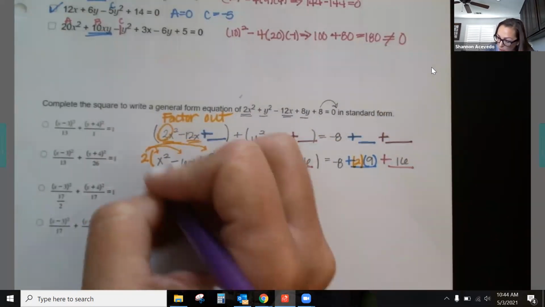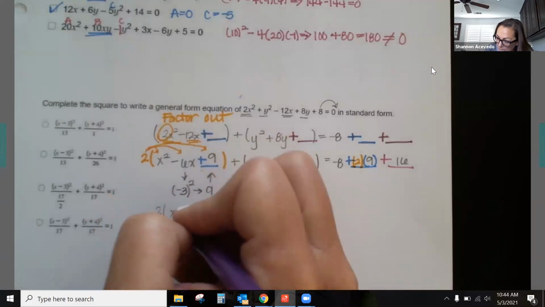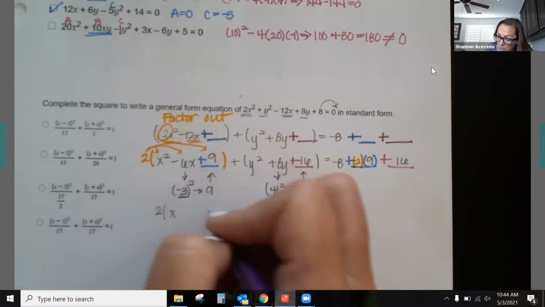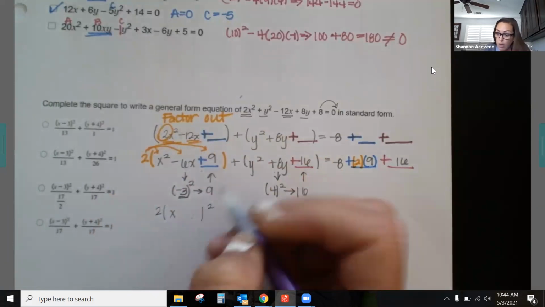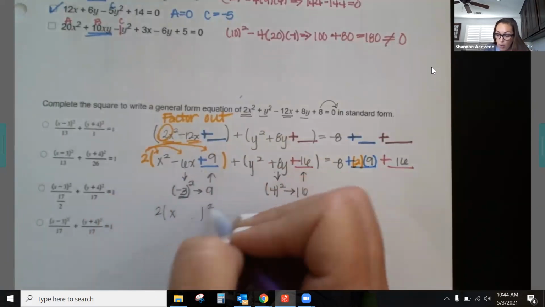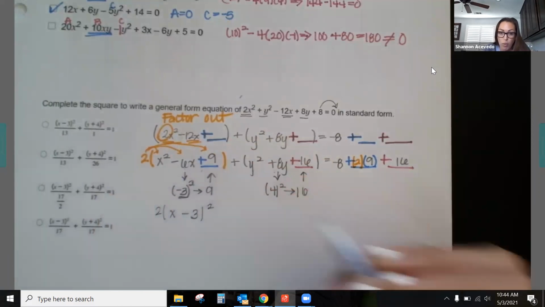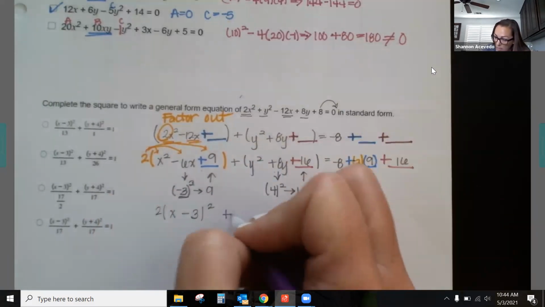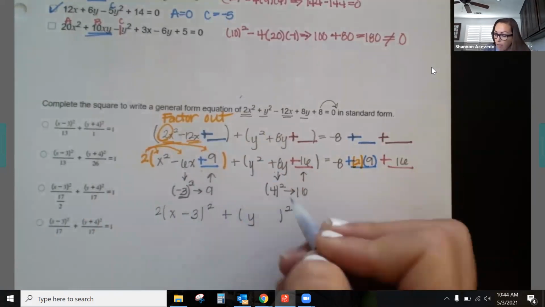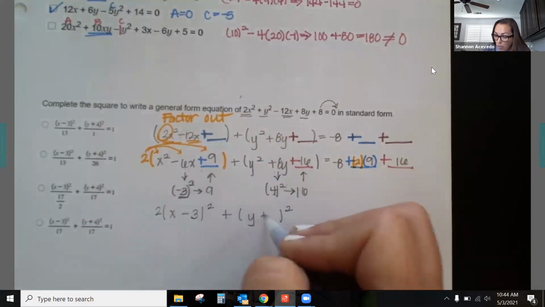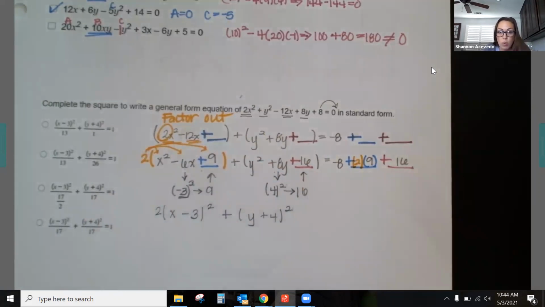Now that I've done that, I can write these as a perfect square. So it's 2, don't forget about that 2, it's x, and then whatever number is being squared is what goes in here with the square. So I look with the squared is going to go with the squared. In this case, it's a negative 3. Plus, this is going to be y. And I look here, this is a positive 4 that's being squared. So it's going to be plus 4 that's going to go with the square.